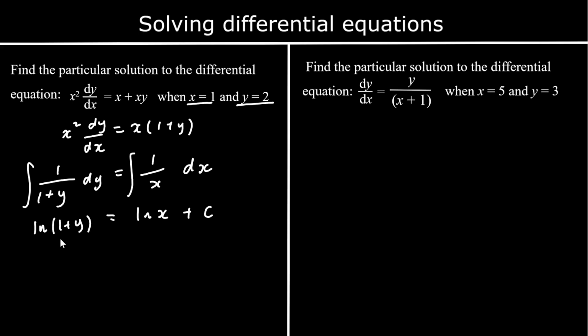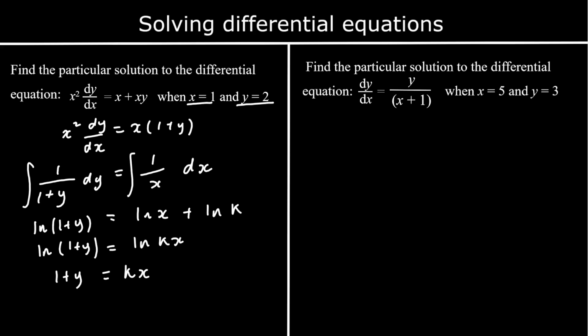When we have just logs in our question, we can change our constant. Instead of c, we can write it as a log c or a log k. So now everything's in terms of logs. We can eliminate the logs. So we're going to use the rules of logs. Then we have two logs added together. We times the big numbers, the arguments. Log x plus log k is log kx. So now both sides have got a log. We can eliminate them. It's just 1 plus y equals kx.